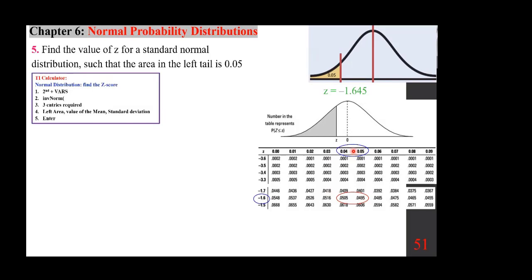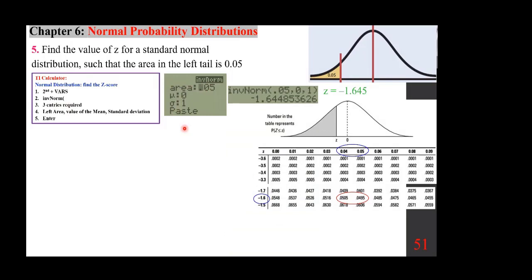We can use a TI calculator for a case like this, and it's just as good. Second, variables, inverse norm, put the following entries. In this case, area to the left. Always you put the area to the left, mu and sigma, and enter. It gives you the answer. Of course, how many decimals? If in this case we go with the same number of decimals, we see negative 1.645, because this 8 changes this 4 to 5.